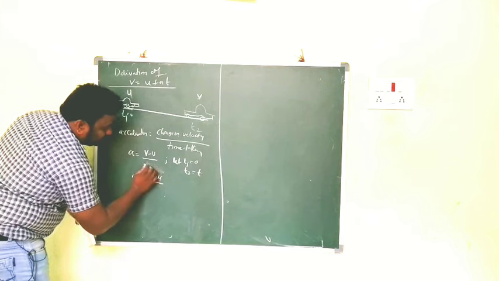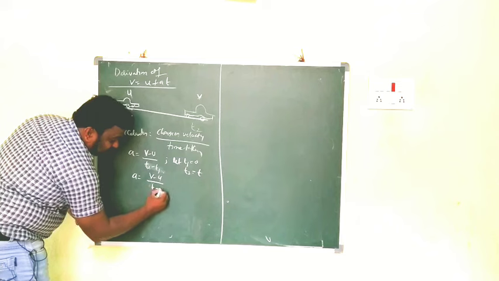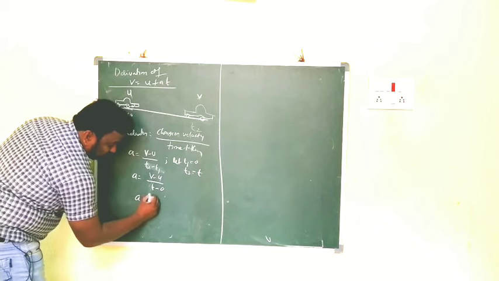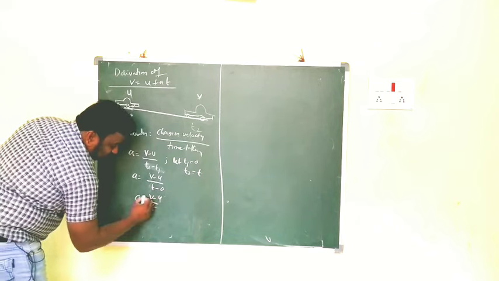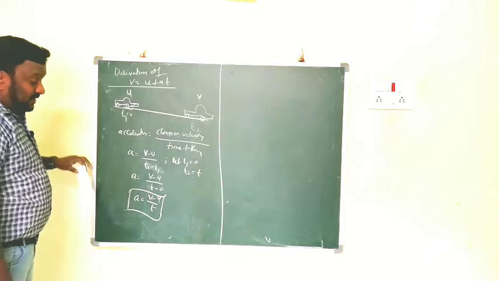This is, sorry, T2 minus T1. So then what? T minus 0. Then a is equal to (v minus u) by t. So this is the formula for acceleration: a is equal to (v minus u) by t.